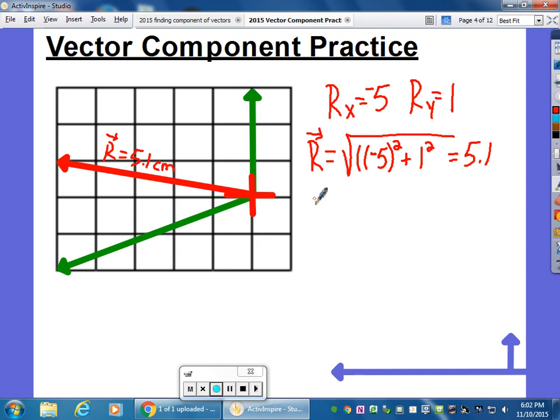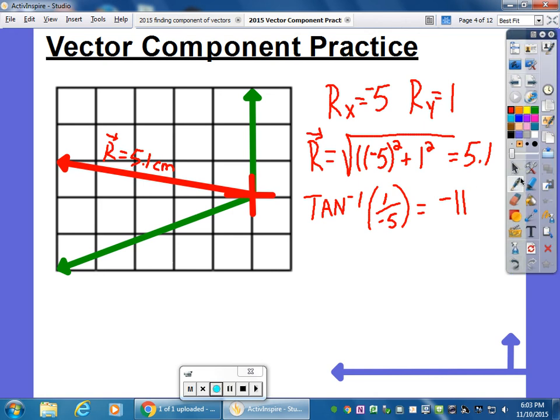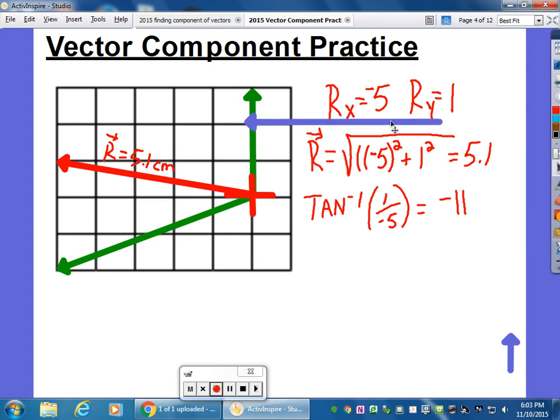And then of course we're going to use tan inverse of the y over the x, so that's 1 over -5. And when we do that, our calculators return a value of -11. And the reason it does that is because when you look at the x component, this is the -5 for the x component, and this is the +1 for the y component.